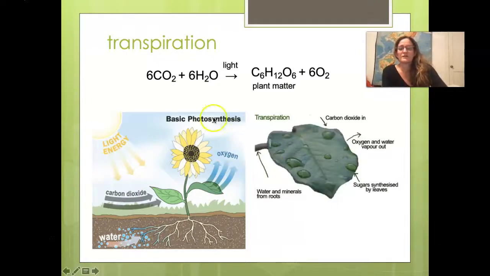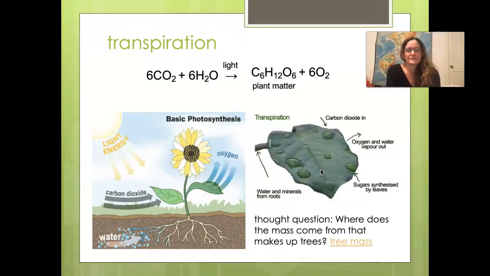So here's a diagram showing it. The roots are pulling in water. The water travels through the plants and out the leaves along with oxygen as a byproduct of photosynthesis. So here's a zoom in on one leaf. Water and minerals are coming in to the leaf here. The water pooling on the leaf is water coming out of the little stomata, open pores on the leaf surface.